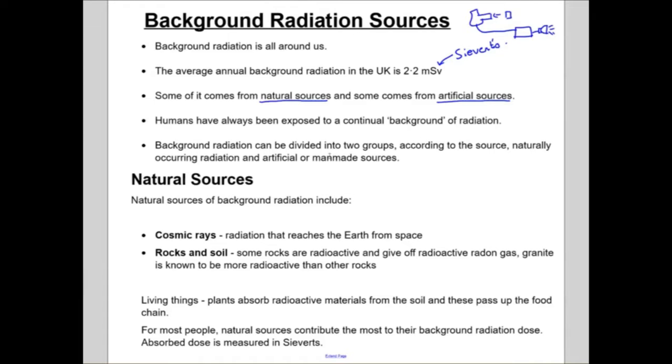But along with that observation, you would have noticed that when there was no radioactive material, even then the speaker was making some popping sound, right? That means there were some radiations which were entering this Geiger-Müller tube. So there is some background radiation present all around us. So background radiations can be divided into two groups according to the source: naturally occurring radiations and artificial or man-made sources.